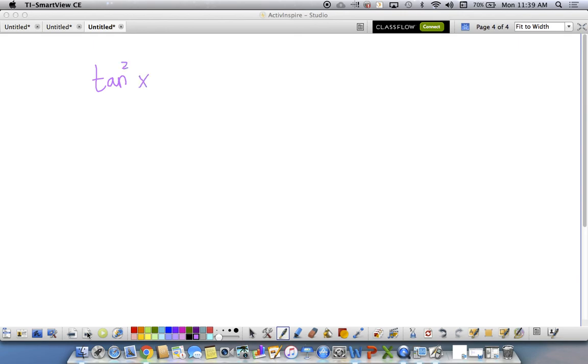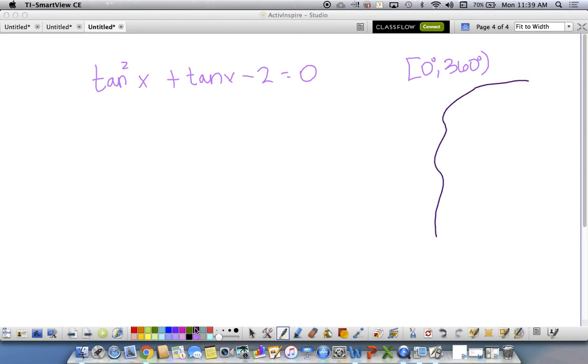Tan squared x plus tan x minus 2 equals 0. We're going to do this over the interval from 0 degrees to 360 degrees. So, if we're solving, we're going to factor. If it helps you to factor x squared plus x minus 2 equals 0, do that. Go over to the side and factor. It's okay.